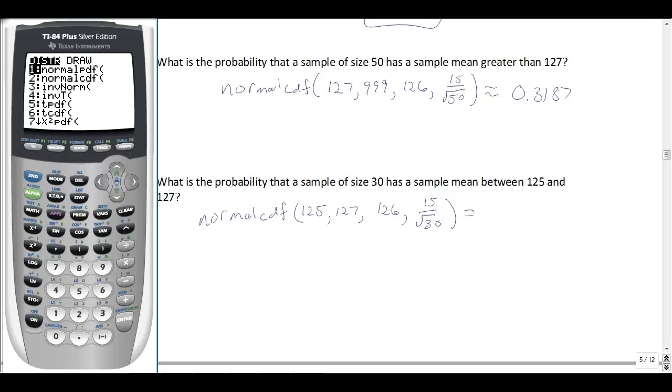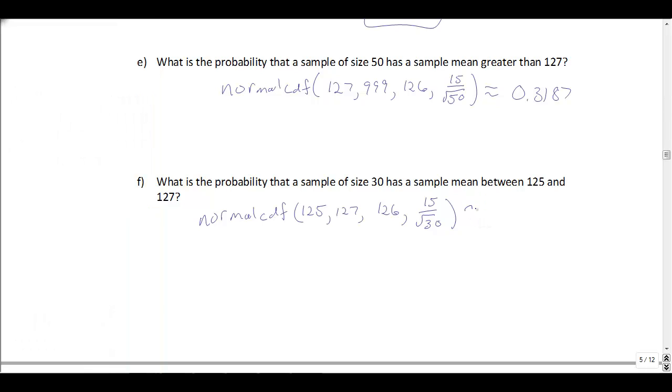And so what we get, normal CDF, 125 up to 127, mean of 126, standard deviation 15 divided by square root of 30 here, and I get like 0.2849, except that 9 is going to round up, so it's going to be about 0.2850. So I guess I should have boxed the previous one. So something like about 1 in 4, maybe a little bit higher than that chance here. Okay, next one.